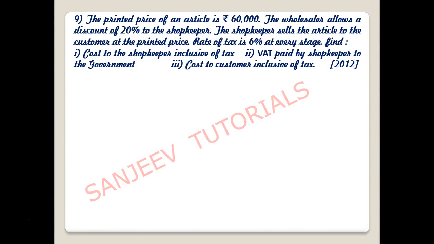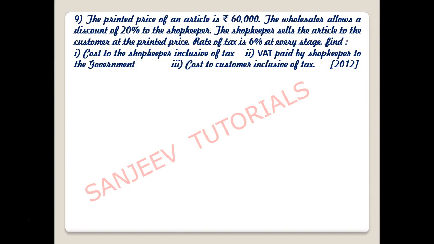Question number 9. The printed price of an article is rupees 60,000. The wholesaler allows a discount of 20% to the shopkeeper. The shopkeeper sells the article to the customer at the printed price. Rate of tax is 6% at every stage. Find cost to the shopkeeper inclusive of tax.